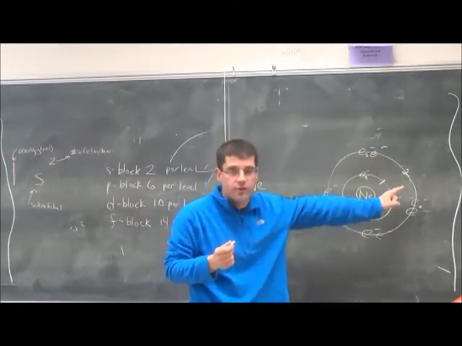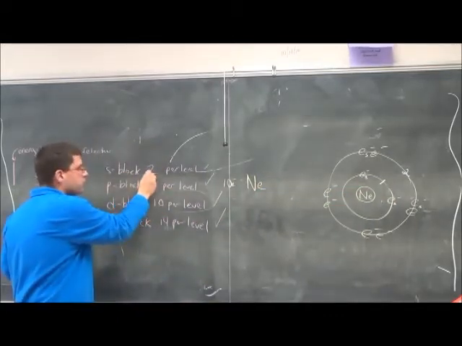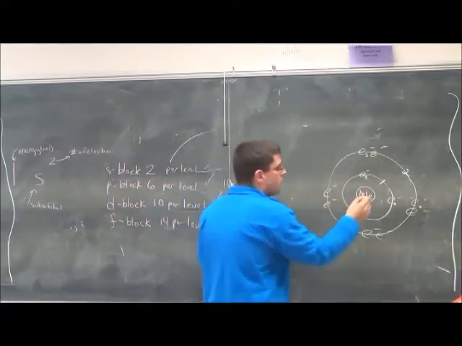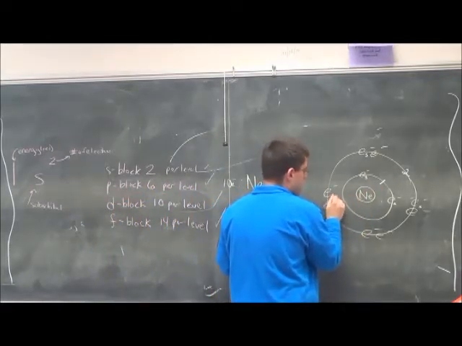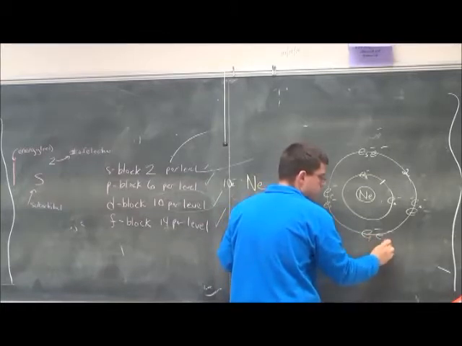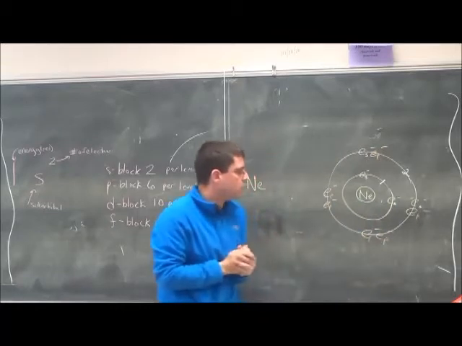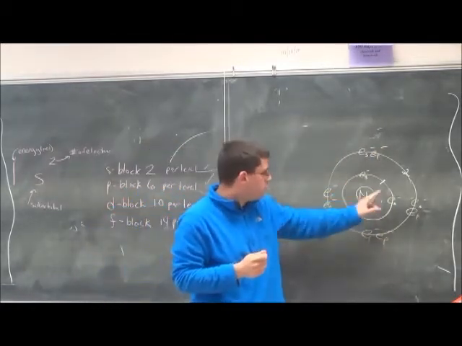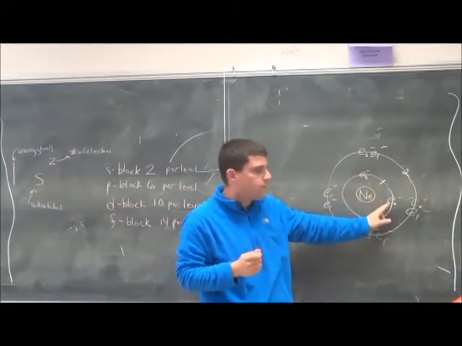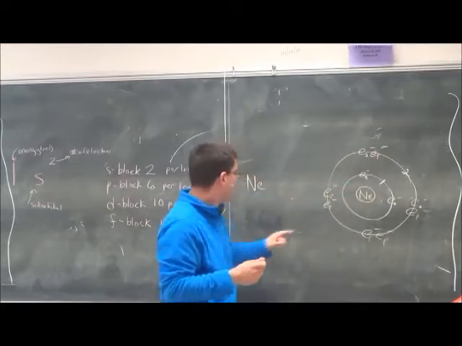So now we have 2 accounted for. We've got 6 more in the second level because it can hold up to 8. But now we've run out of room on the S block. Now we're on the P block, and let's show this in orange. Here we go. P block electron, P block electron, P block electron, P block electron, P block electron, P block electron. So now you've got 2 plus 8 is 10. In each level, the first 2 are S block, and the next 6 are P block. Here, you've got a total of 10.